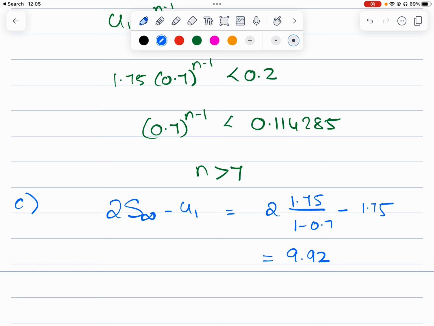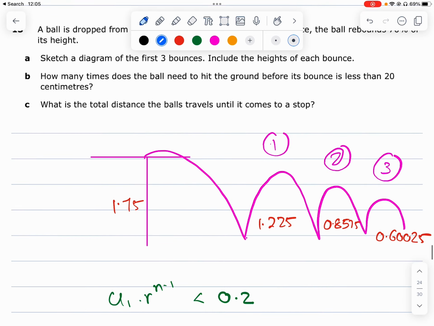Sum to infinity because it keeps on bouncing infinite times, but twice because it is going up and coming down. So twice the sum to infinity minus the first term, because the first time it is not bouncing 1.75, it is dropping from 1.75, so therefore minus 1.75.